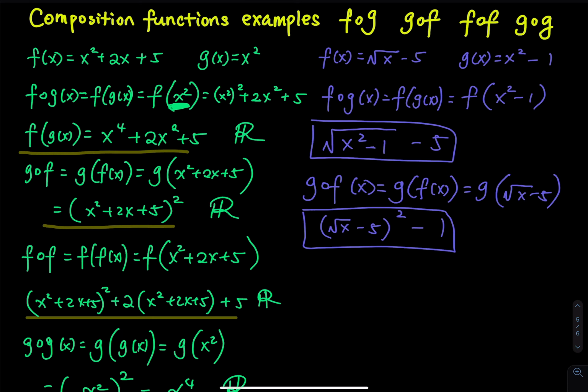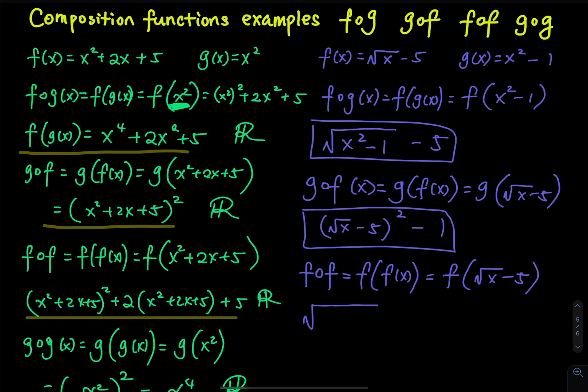And then of course you have f of f. So f of f of x is equal to f of square root of x minus 5. And then you do square root of x minus 5, right? And then you put this piece in here. So that will be square root of square root of x minus 5, minus 5. You have a square root inside another square root. So that is f of f.